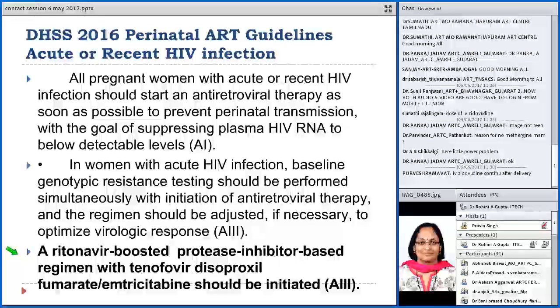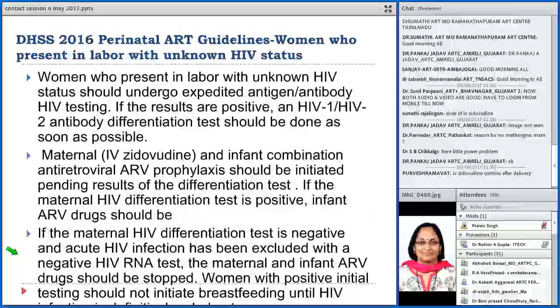Should be initiated. We do not have any guidelines because we do not do viral load. We cannot actually diagnose an acute or recent infection. But these guidelines are US, and you must know these guidelines, especially for doing all your quizzes.